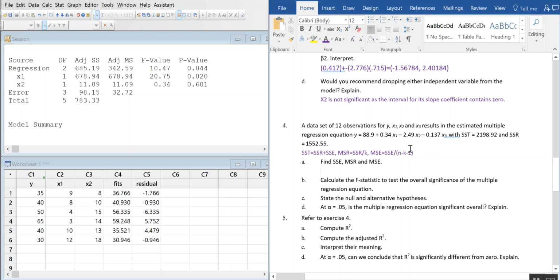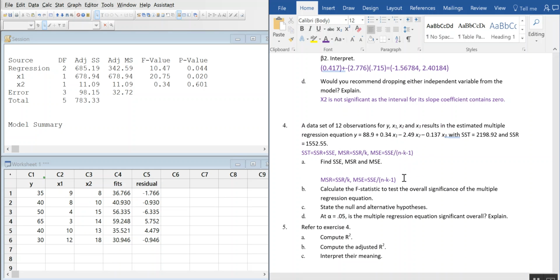I'm going to copy this down because I'm going to use those two directly, but for the first one I'm not going to. So we're going to make a mental note here that the sum of squares error must be taking the total sum of squares, which is 2,198.92, and subtracting 1,552.55. I calculated this ahead of time, and it was 646.36. There's that first one.